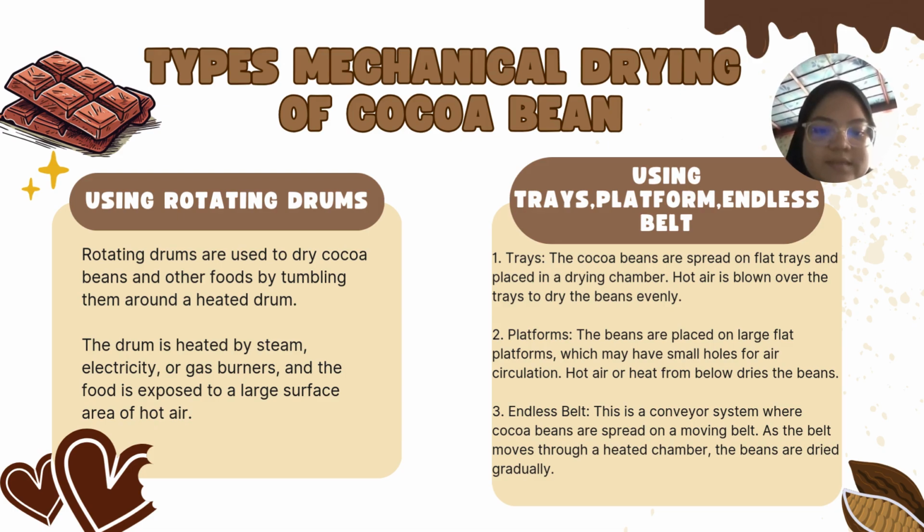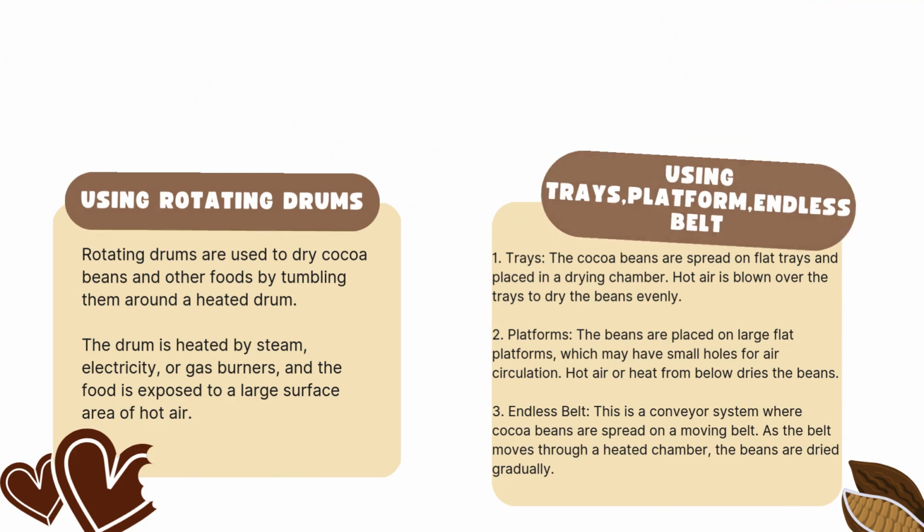Lastly, the endless belt. This is a convenient system where the cocoa beans are spread on a moving belt. As the belt moves through a heated chamber, the bean will dry gradually.